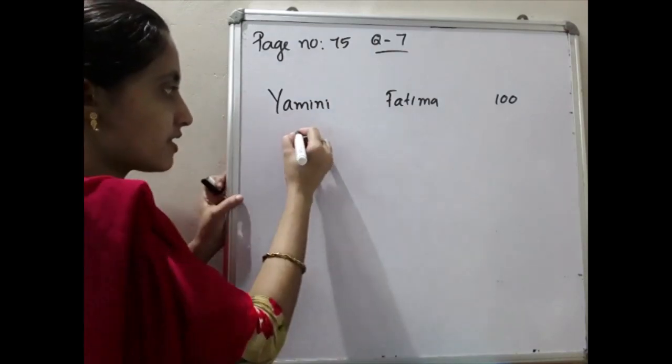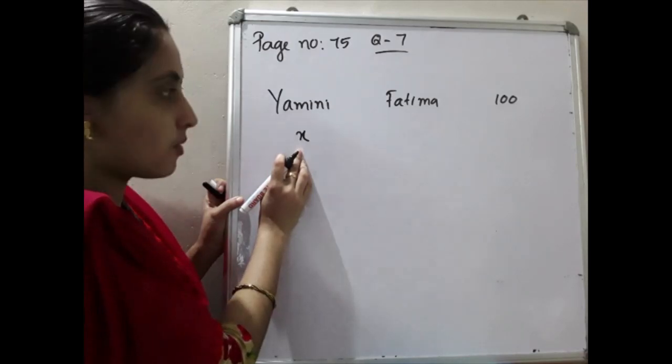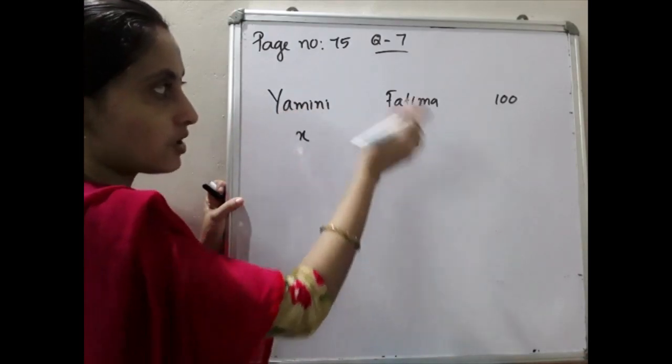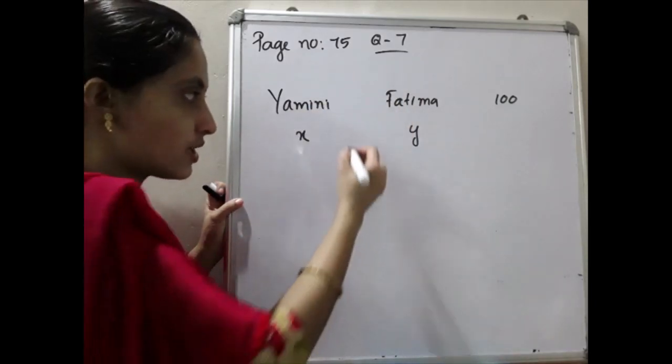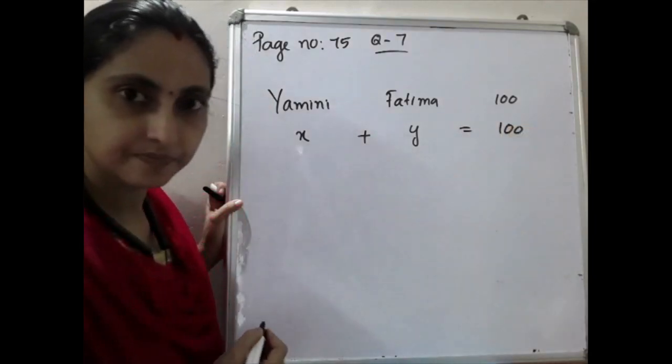But in the question here is x rupees. Let suppose that x is the rupee or the amount that Yamini contributed, and let y be the amount that Fatima contributed. Together they contribute how much? 100. So we can write as x plus y will be equal to 100.